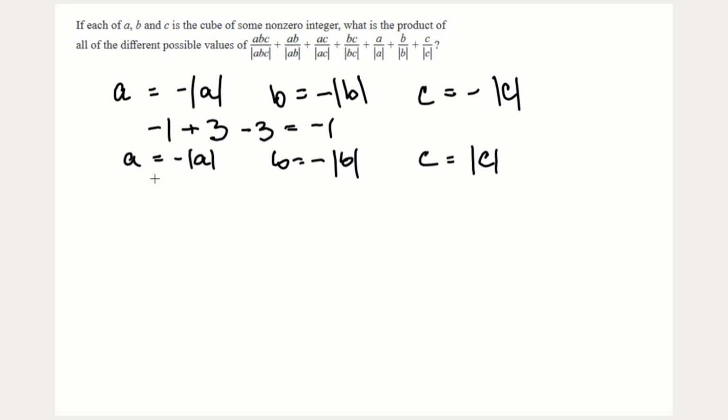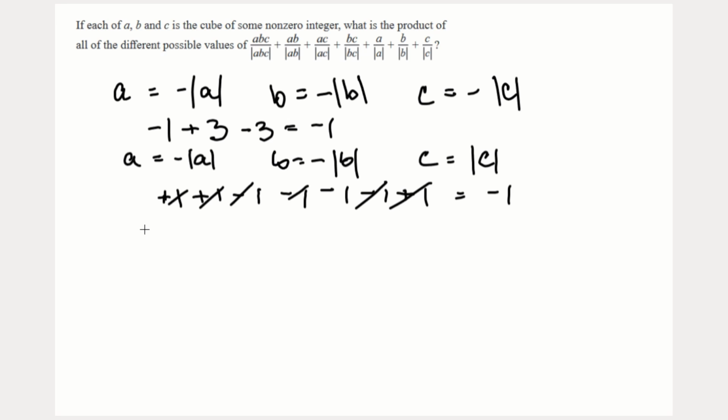Alright, so the first one is a times b times c. So that's positive times positive, so that's plus 1. This one is going to be positive again, so plus 1. This one will be negative, so that's minus 1. This one will be negative, so minus 1. Minus 1, minus 1, plus 1. Minus 1, minus 1, plus 1. Okay, so this cancels with this. This cancels with this. This with this. So this is negative 1 again.